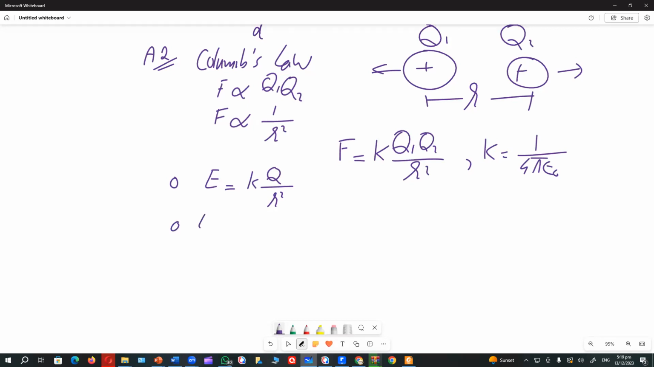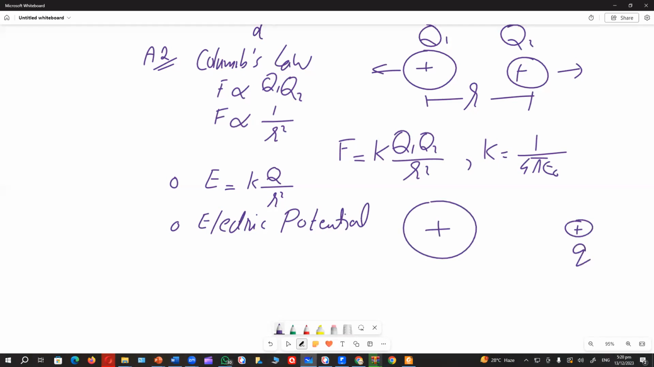Then we talk about electric potential. So we have a positive charge here and we have a positive charge here, and it's moving towards the bigger charge. It is at infinity. It has to reach here, this position P. Same as gravitational potential, it is the work done per unit charge to move it from infinity to a particular point. So V is equal to W upon Q.